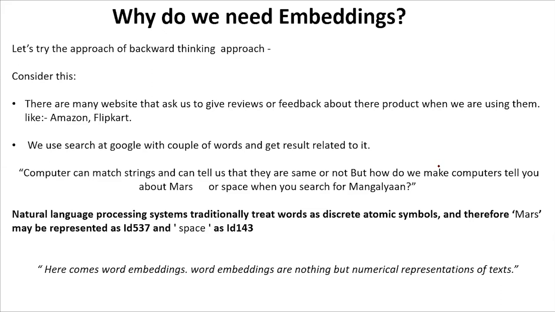And while you're doing a Google search, you don't type 1, 2, 3, 4, 5, 6 or some binary code. You type the name of the thing that you're seeking, and Google pops up the results. So how does that happen? Computers can match strings and tell us whether they are the same or not, but how do we make computers understand meaning?